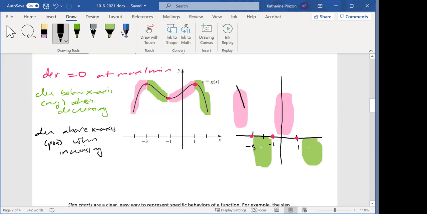So I'm just going to draw a function that crosses the x-axis at those 3 dots and lies in the pink and green areas. So I made it cross the x-axis at -3, 1, and 1. I made it be above the x-axis in the pink areas and below the x-axis in the green areas.